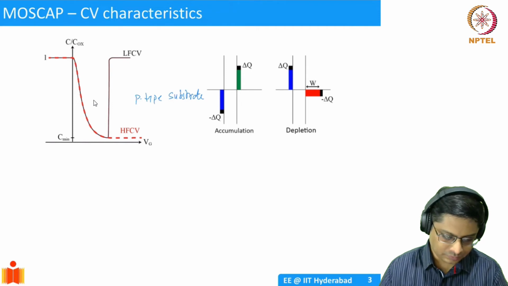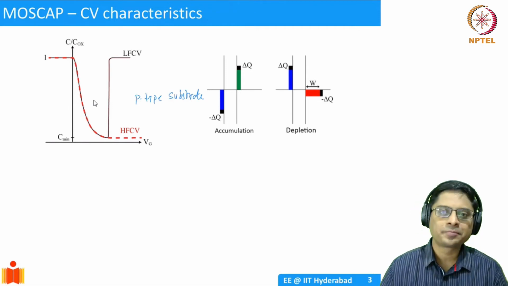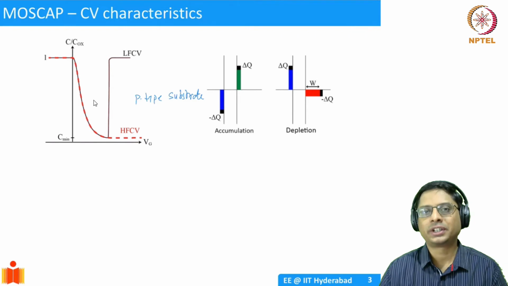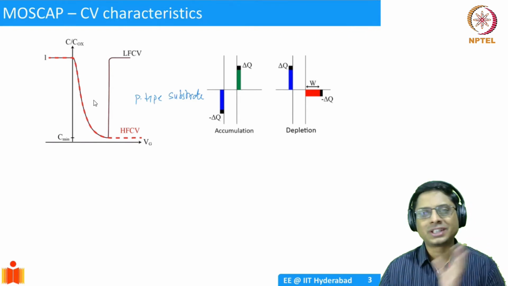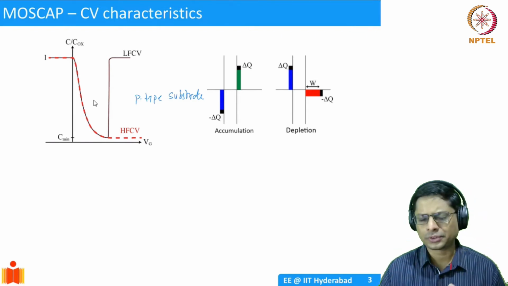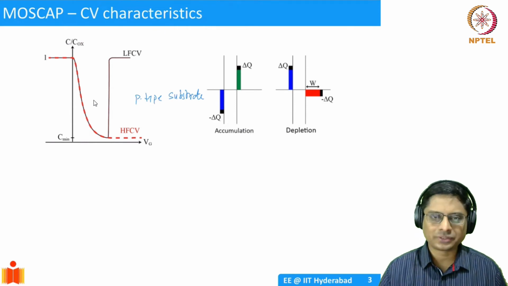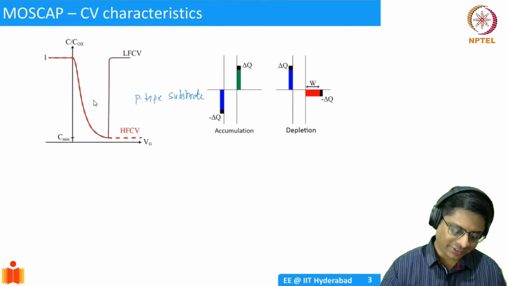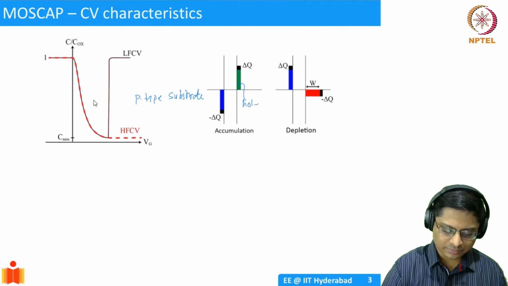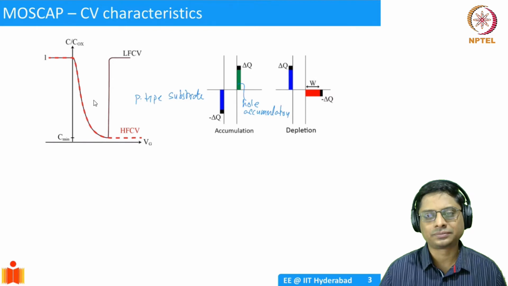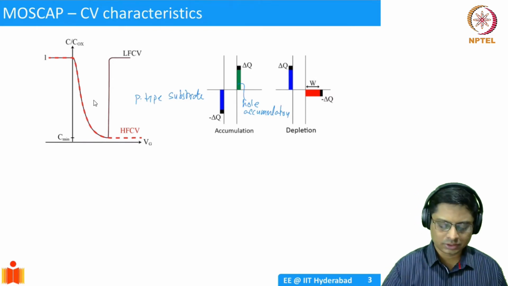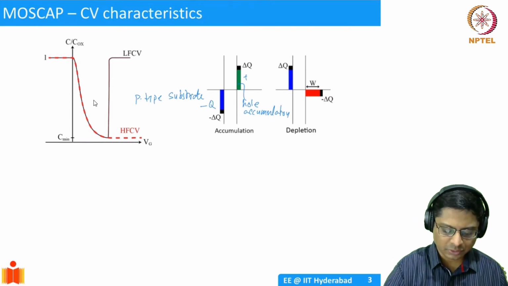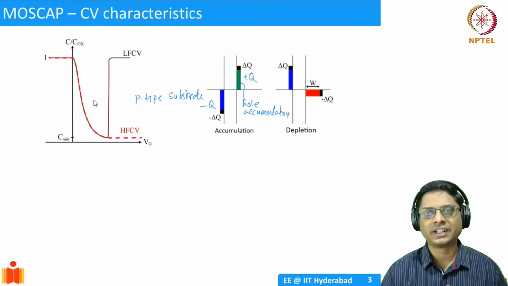All right, so how does it look? What happens in accumulation? If you take a p-type substrate and apply a negative voltage to it, you're going to attract the holes to the interface, and because of that you have accumulation, right? That is schematically shown here. This is your hole accumulation, and it happens right at the interface. There's going to be a minus Q here and a plus Q here. That's always valid for any capacitor structure.